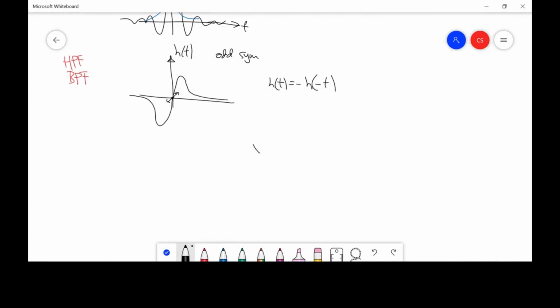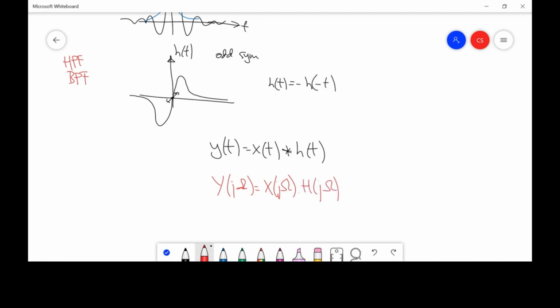Okay, so we have x of t convolved with h of t. This is my output, y. Now I do the Fourier transform. Y of omega is equal to X of omega times H of omega. Now this is true for all omegas.